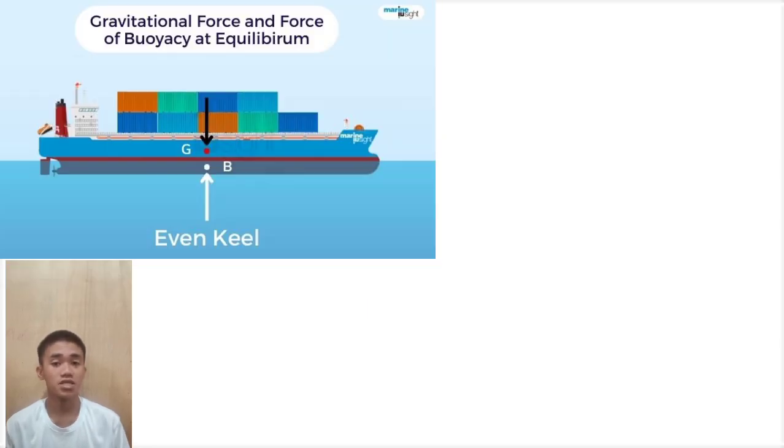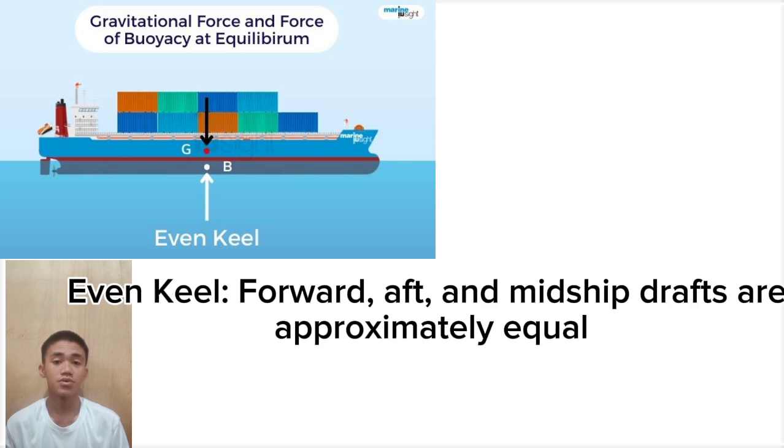So, the even keel is when the forward, after, and midship drop are approximately equal. So let's analyze the forward, after, and midship drop. We can infer the primary type of longitudinal stress the ship hull is experiencing. Hogging occurs when the midship drop is less than the average of the forward and the after drop. So the outcome is the deck under tension and the keel under compression.